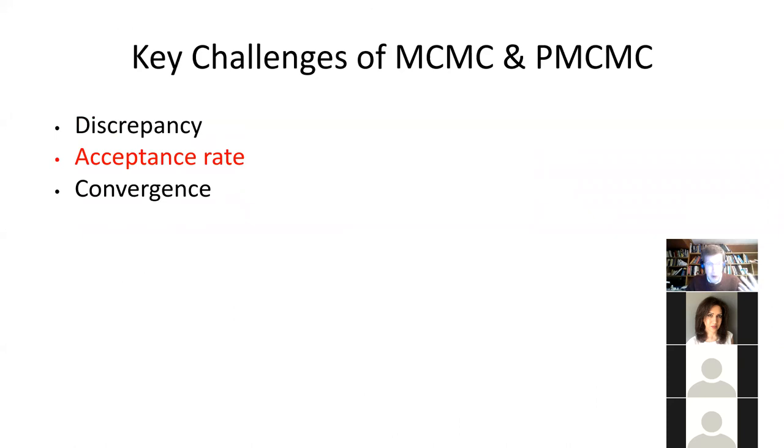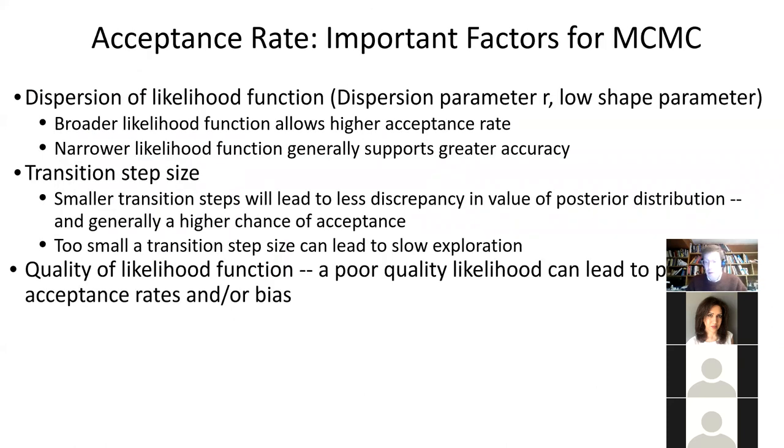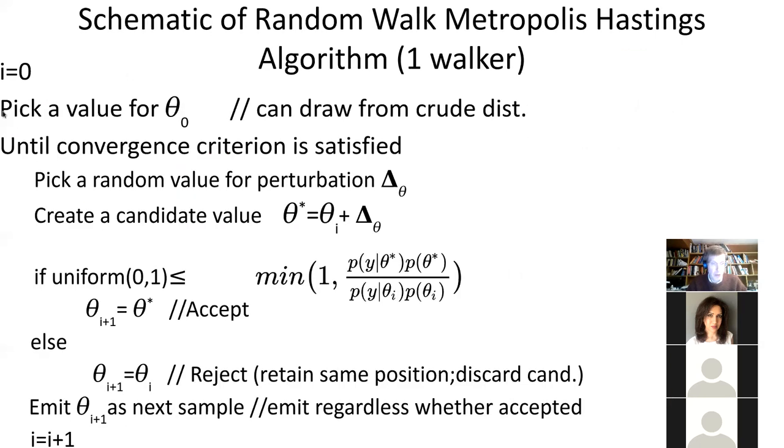And this is part of the trade-off of MCMC. We're trading off hard things. We're trading off acceptance rate with discrepancy. So one way to do it is with the likelihood function. You tune the dispersion parameter in a likelihood or otherwise adjust it. You may remember from one of my presentations, I showed different dispersion parameters, wider likelihood, thinner likelihood. And this is one of the reasons you choose a broader likelihood, to have good acceptance rate for MCMC or, by extension, PMCMC.